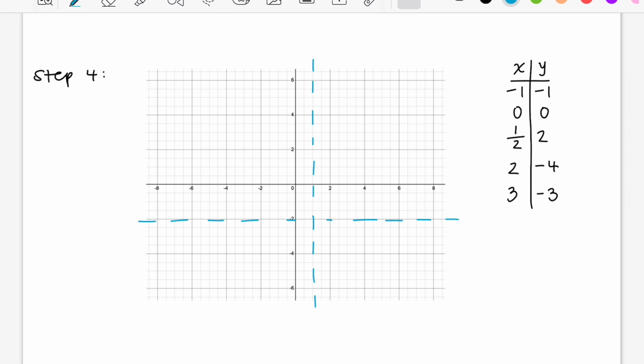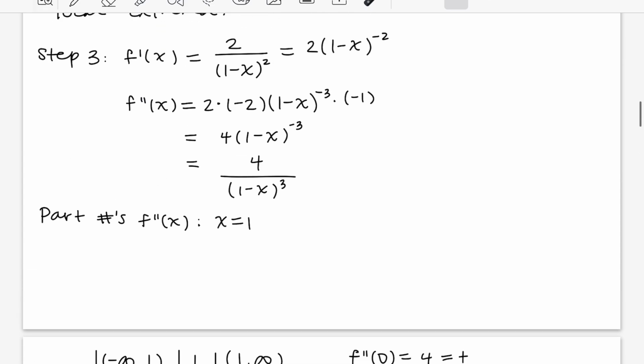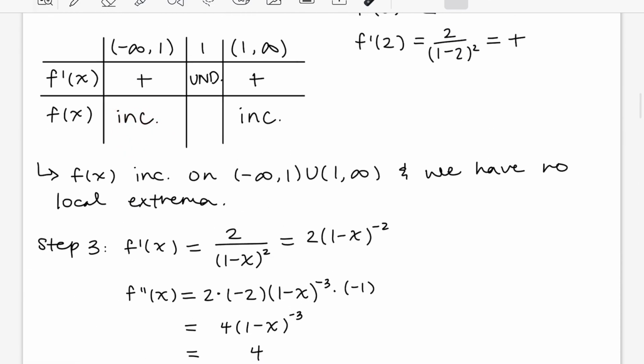Then what we're going to do is make note of any extrema or inflection points. And we know in this example we don't have any. So next thing we'll do is make note of our x and y intercept. And we know that occurred at the origin here. We also know that in this region, our function is going to be concave up and increasing.